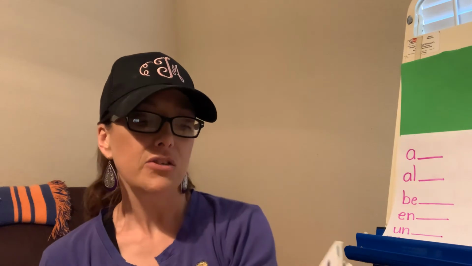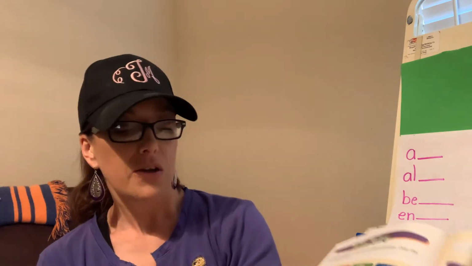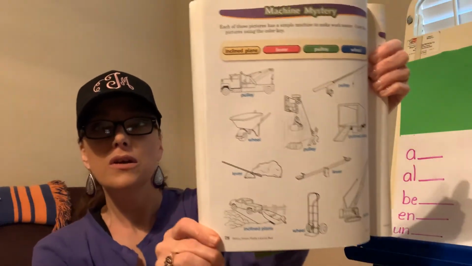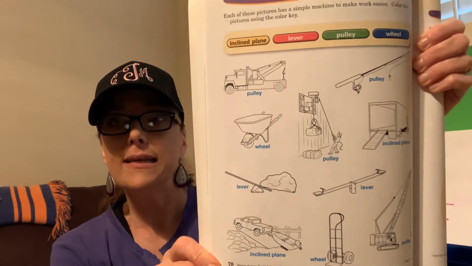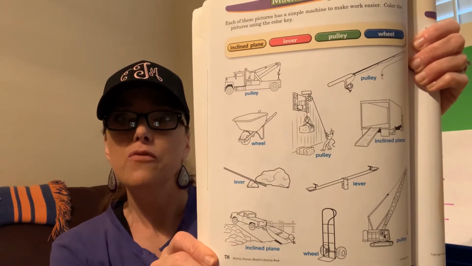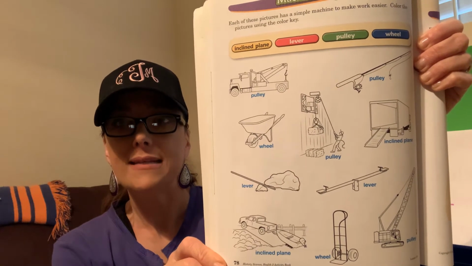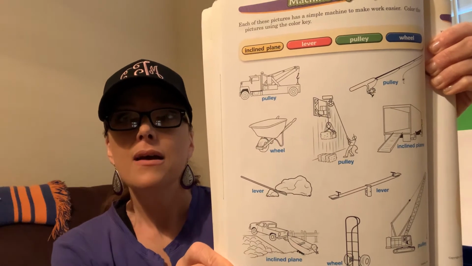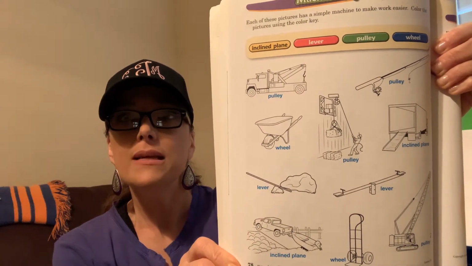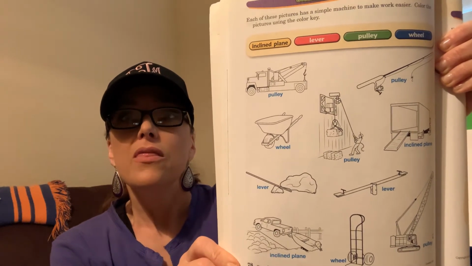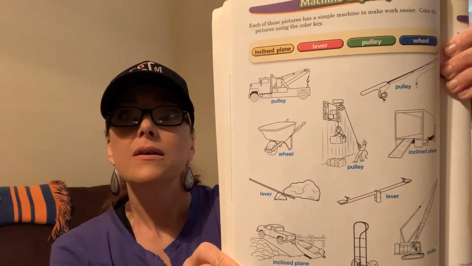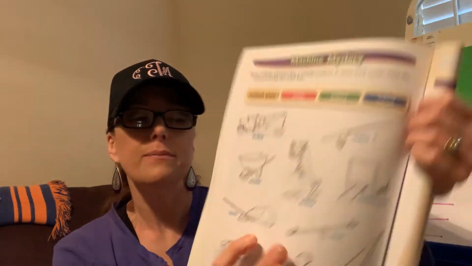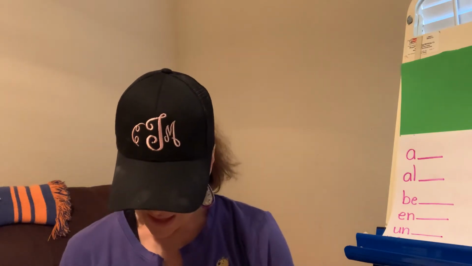So today in Mystery Machine, you are going to color code, like you see in the examples here, to show how to make work easier. Okay? 4 different ways that we can make work easier. Using inclined planes like you see on the ramp, a pulley like you see with the hay bales being lifted up into the hay barn, the wheel on the wheelbarrow, the lever as we want to move a big object. And then you have a fun page.